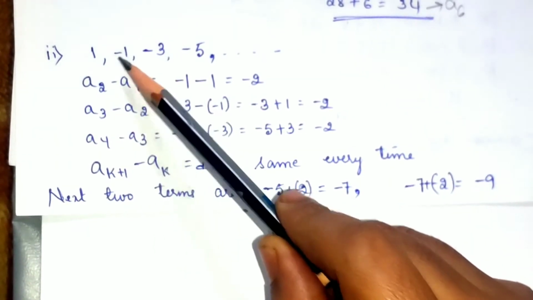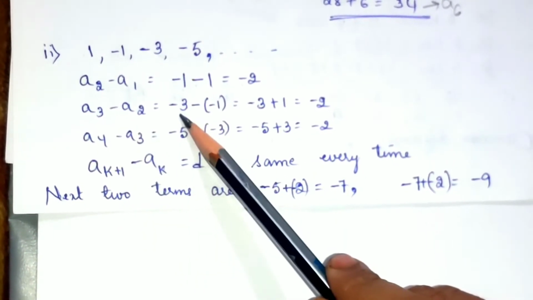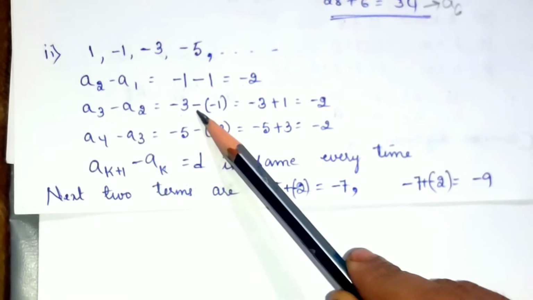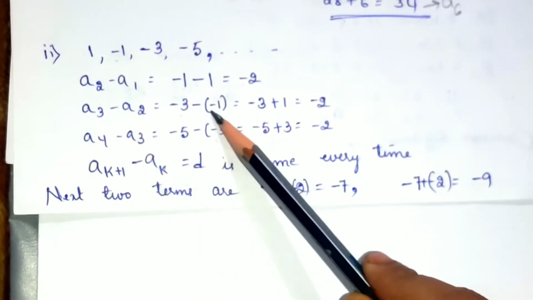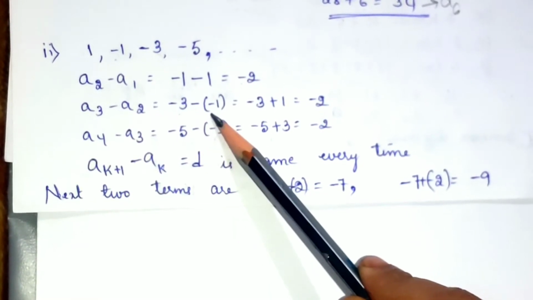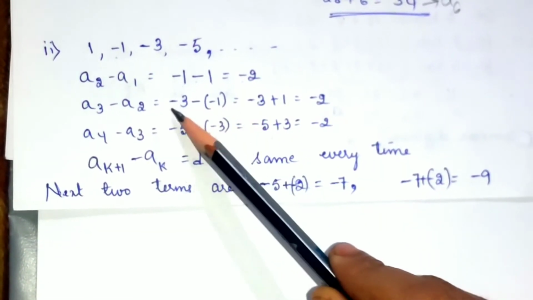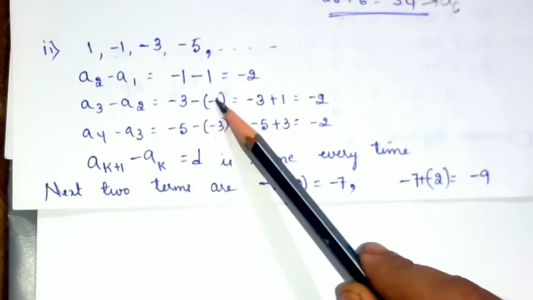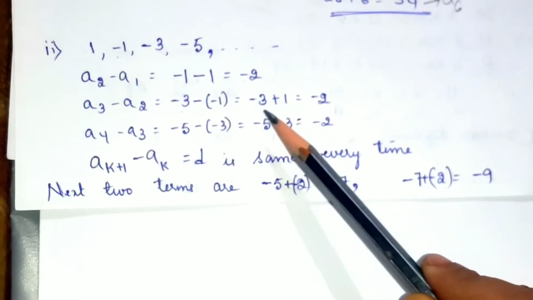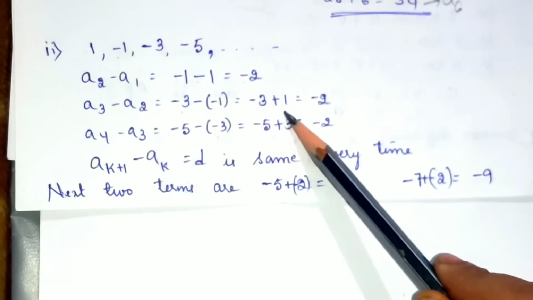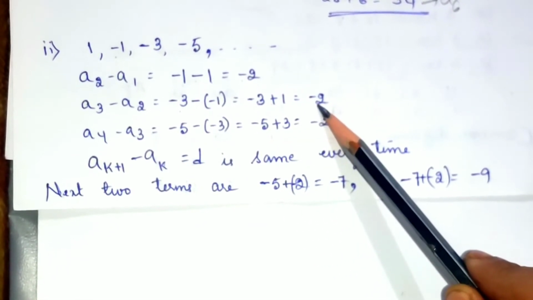Next, third term minus second term. What is the third term? That is minus 3. Minus second term. Second term is minus 1. Hence I have written minus of minus. Now minus 3 as it is. Minus into minus is plus. Plus 1. You subtract minus 3 plus 1. We will get the answer minus 2.